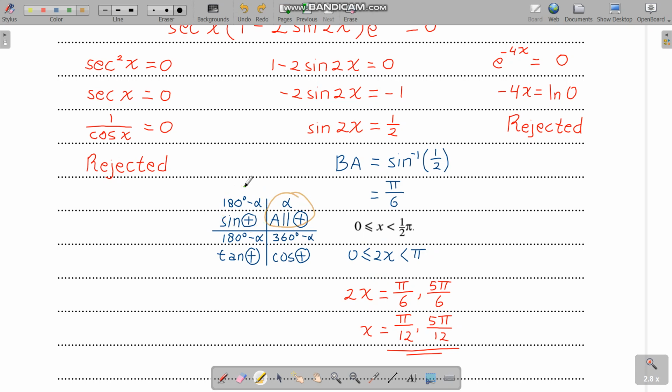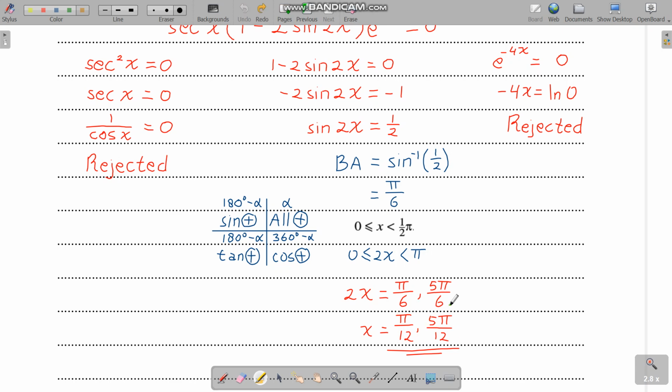In the first quadrant, it is just the base angle, alpha. For the second quadrant, it's 180 minus alpha if we're using degrees. Since we are using radians, it's pi minus alpha, of course. So pi minus pi/6 is 5 pi/6. So these are the quadrant 1 and quadrant 2 angles. But again, this is still 2x. We are looking for x, so we divide by 2.